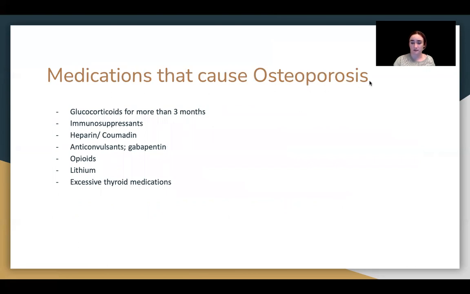Medications that cause osteoporosis. Now this was just kind of a short list. This was just some of the lists that I took in here and I thought were really interesting. Glucocorticoids and corticosteroids, as mentioned before, but with usage of more than 3 months. Immunosuppressants, heparin and Coumadin, anticonvulsants such as gabapentin, opioids, lithium, and excessive thyroid medications. I thought that one was really interesting.